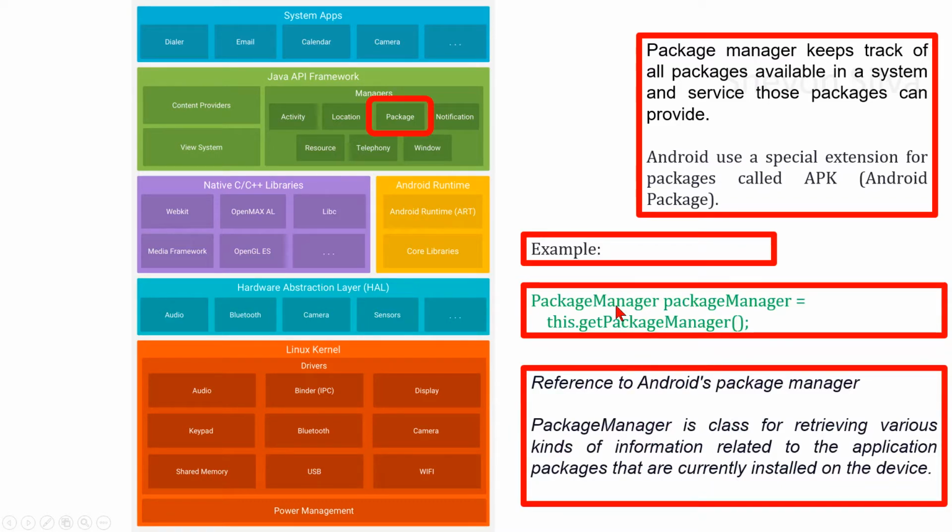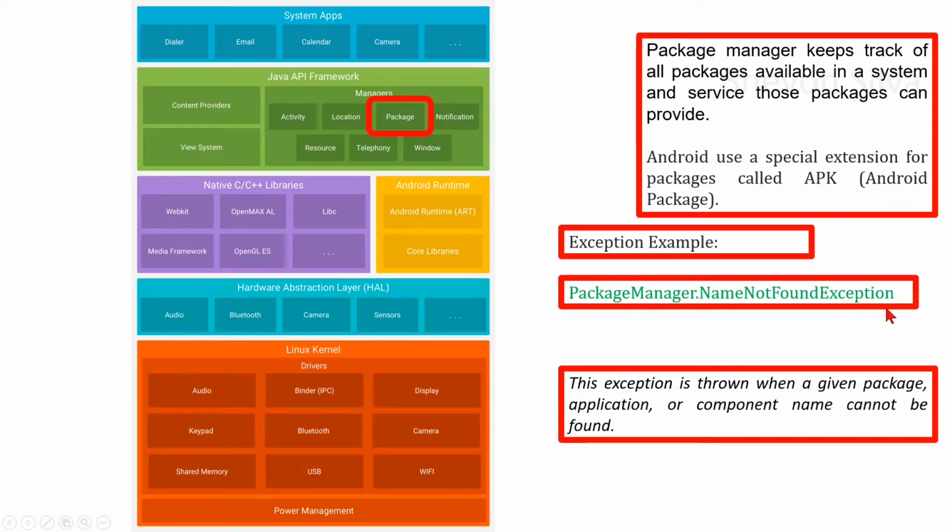As an example, we can take package manager in this sample code. Reference to Android package manager. Package manager is a class for retrieving various kinds of information related to the application packages that are currently installed on the device.